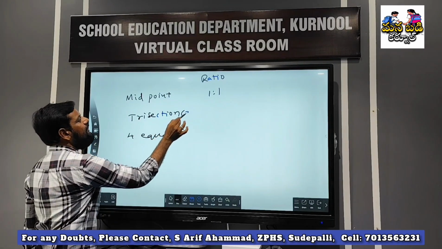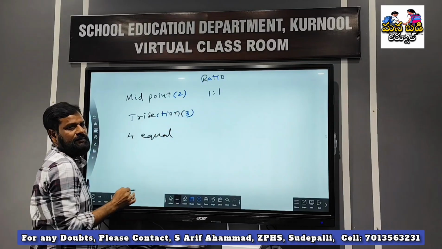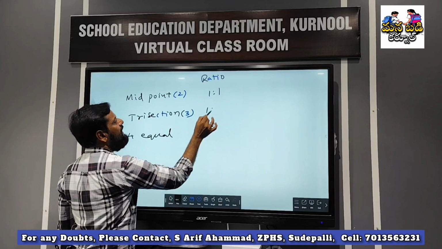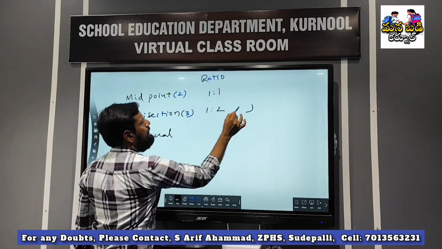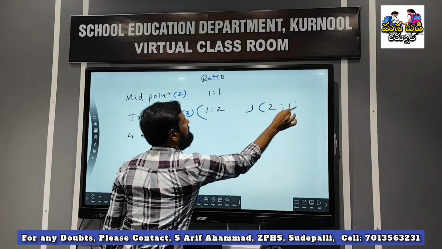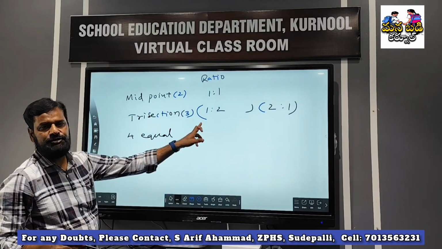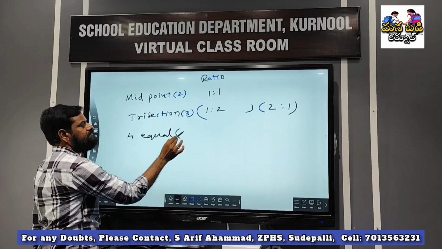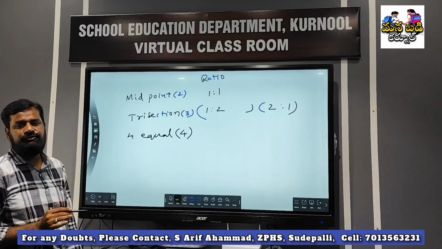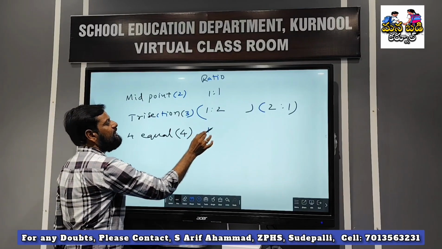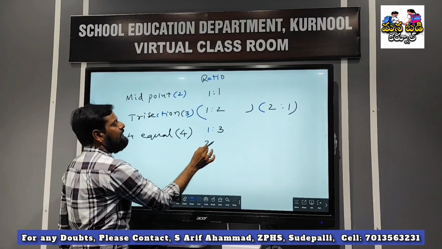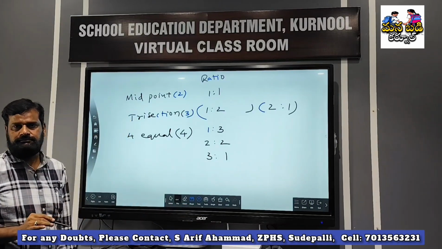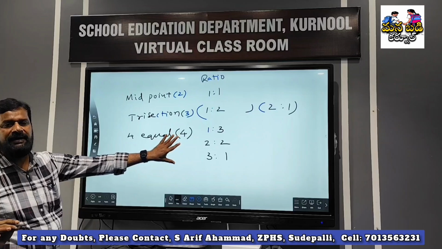Trisection means 3 equal parts. Midpoint means 2 equal parts. For 3, which numbers do you have to add to get 3? 1 and 2, and 2 and 1. So one time we will take 1:2, one time we will take 2:1. 4 equal parts means the total should be 4. What are the 3 possible ratios? 1:3, 2:2, 3:1. So these ratios students have to keep in mind.